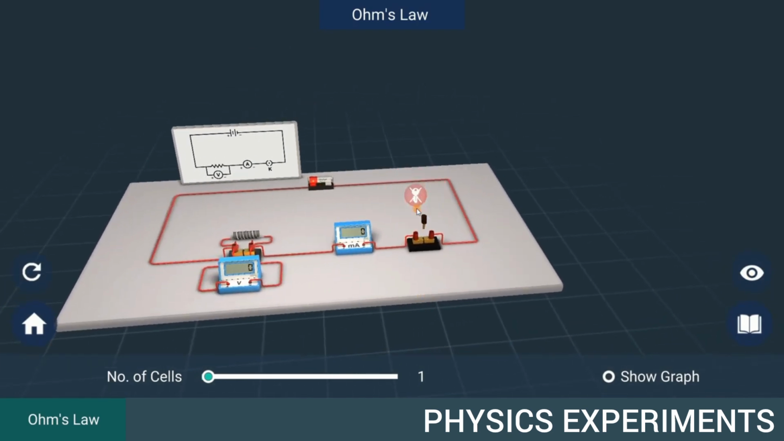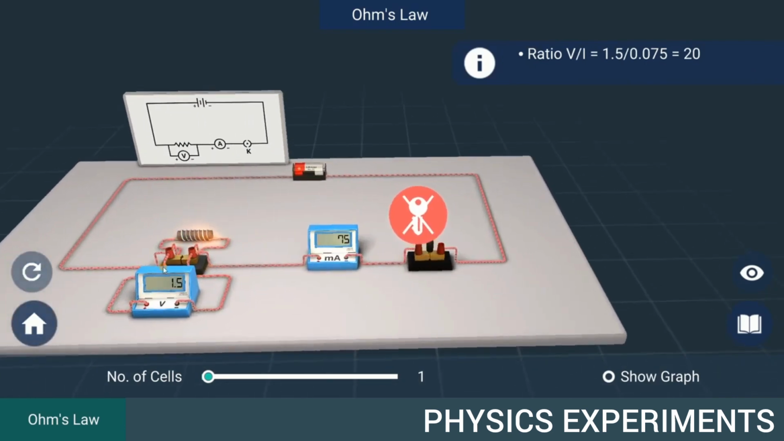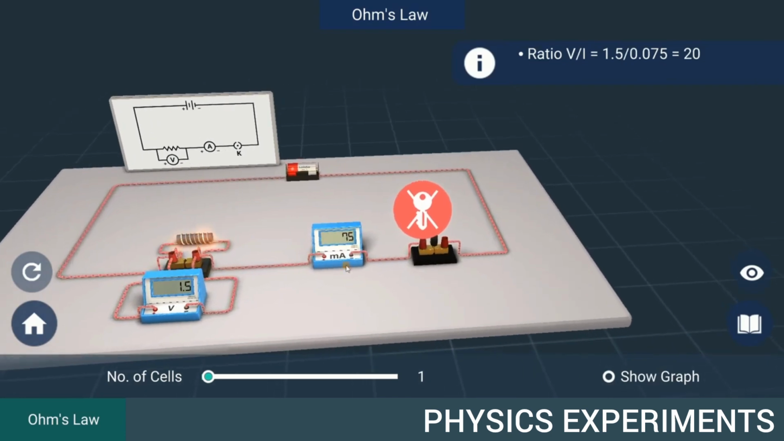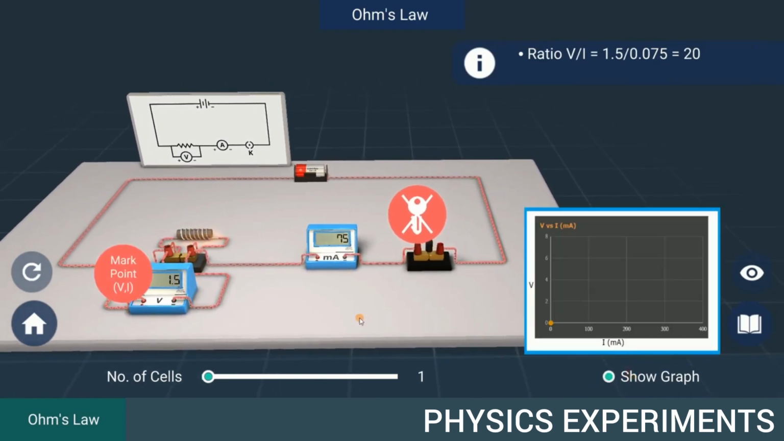Current starts to flow through the circuit. The voltmeter is showing the potential difference across the nichrome wire as 1.5 volt, and the ammeter is showing the current flowing through it as 75 milliampere. Mark this point in the V versus I graph.